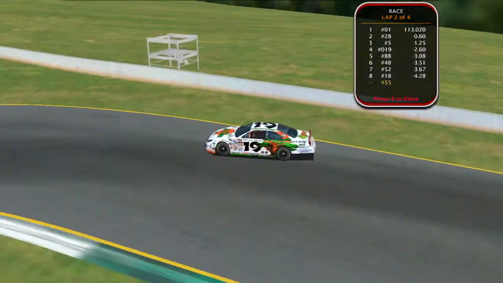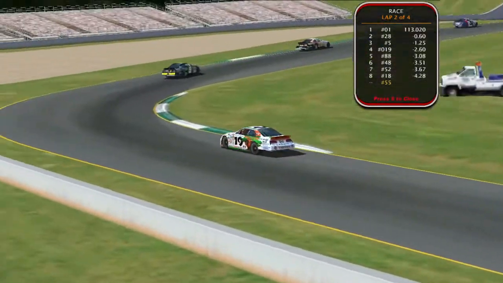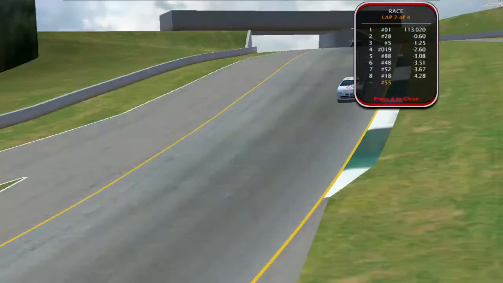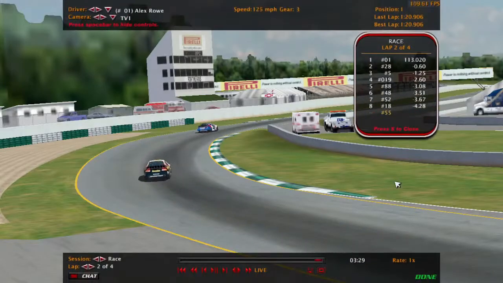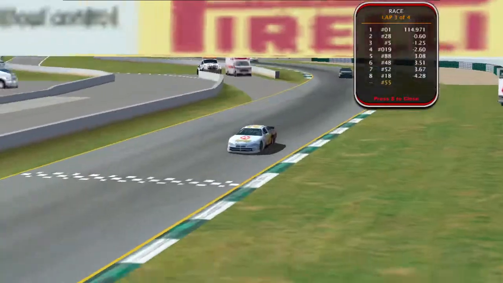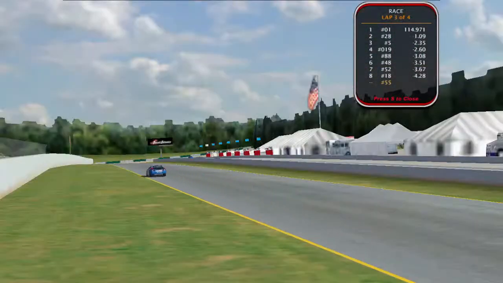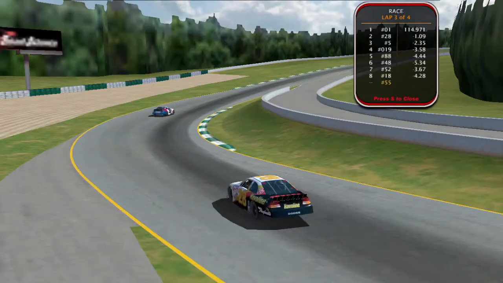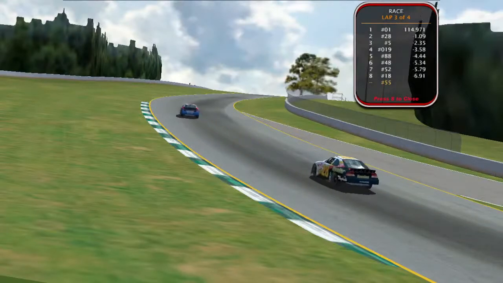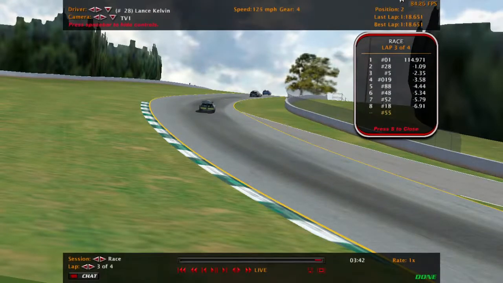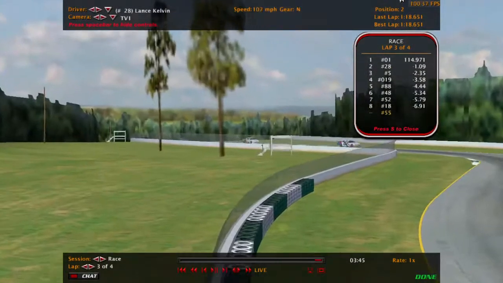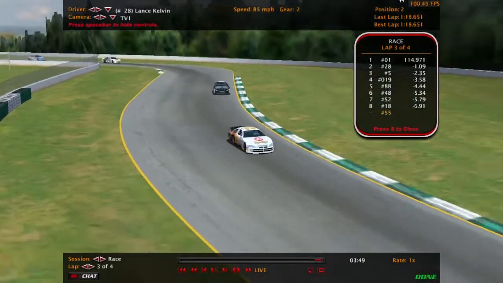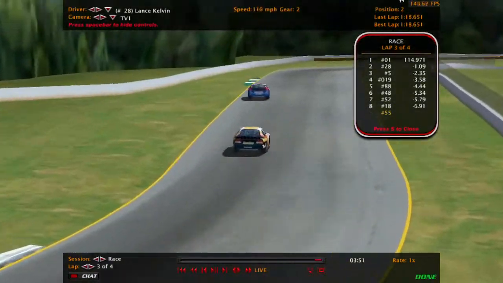LaRusso Danielson will probably lose a lot of spots on his original starting grid spot at this stage, but I'm believing he still should make the race. Lap 3 of 4, we're halfway home. Alex Rowe has done a really good job holding off everybody so far in this event, as now Lance Calvin is closing in little by little here. It looks like he had a much better run through turn 1 there. And Calvin is closing.